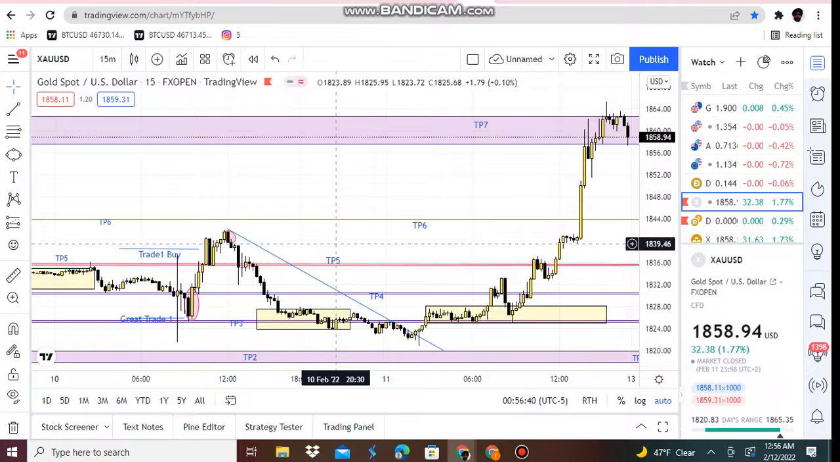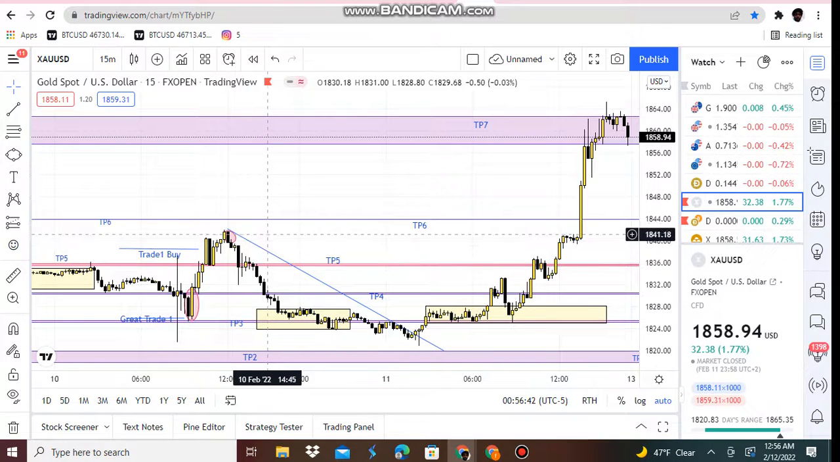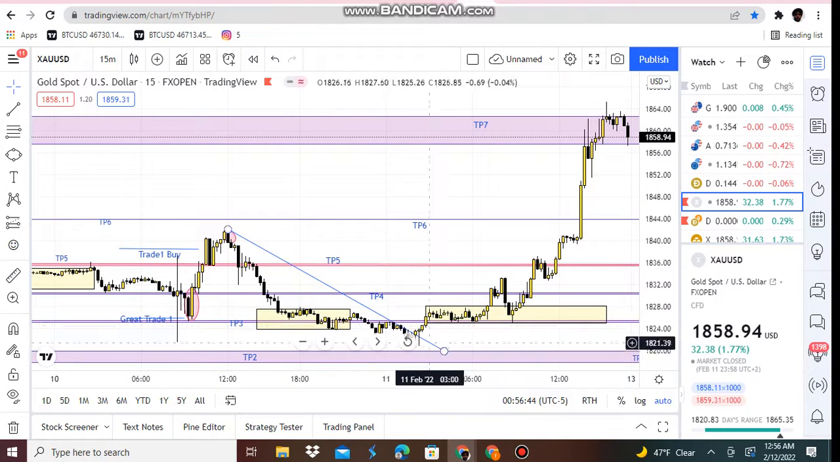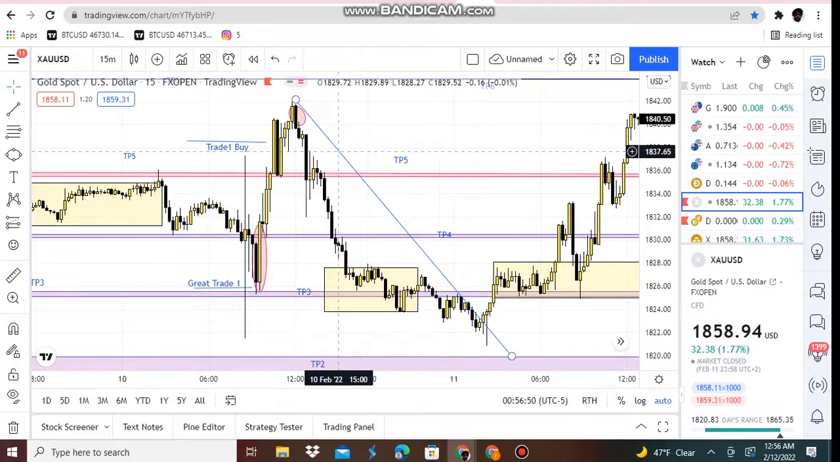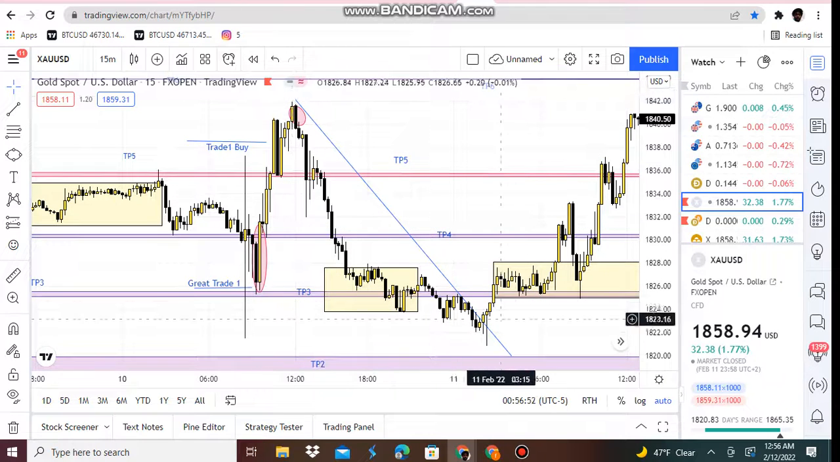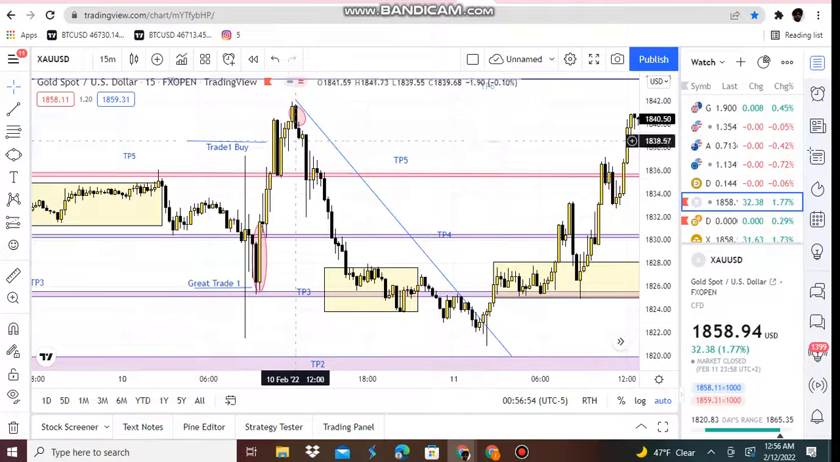Looking for entries, as you can see, price rejected off of take profit 5 and headed all the way down to take profit 2. Got everybody out of these trades, even that great trade 1. Boom. So we draw a trend line. Boom. This is how we find entries. We draw a trend line.